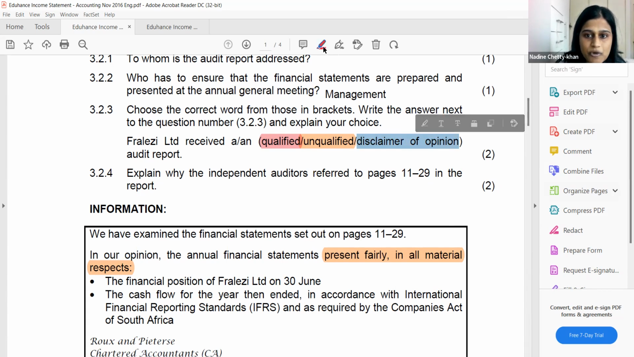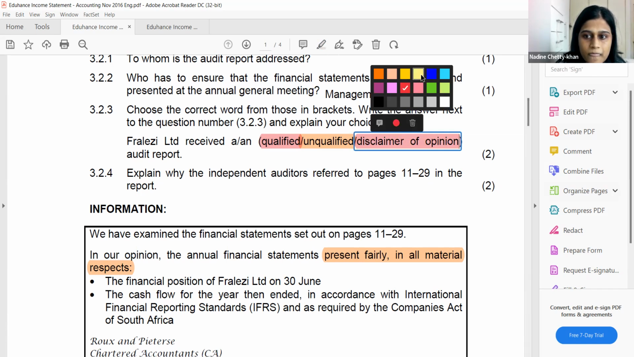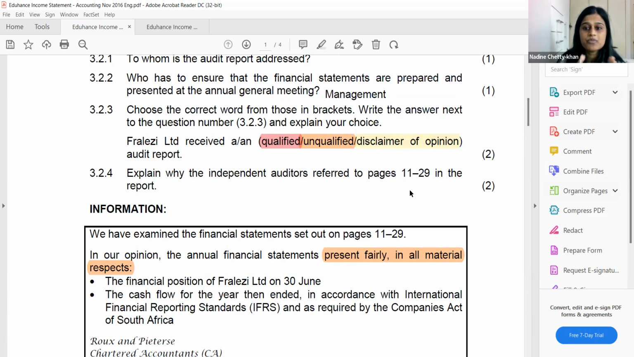What is a disclaimer of opinion? Well, a disclaimer of opinion is when the auditors cannot give you an opinion. They can't tell you if it's qualified or unqualified. They say, you know, we've done all the work we can, but we can't give you an opinion. Why wouldn't an auditor be able to give you an opinion? Let's say it's now SPAR.